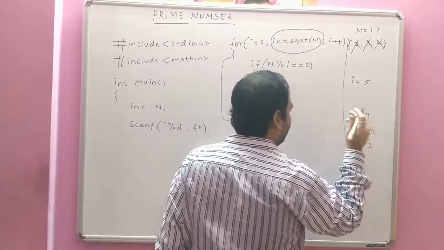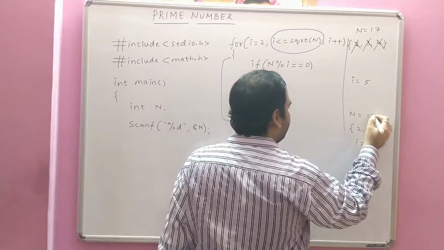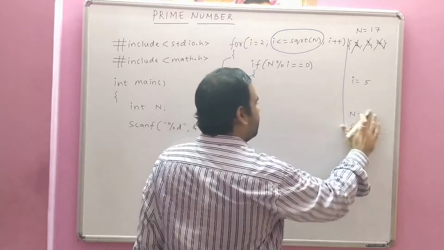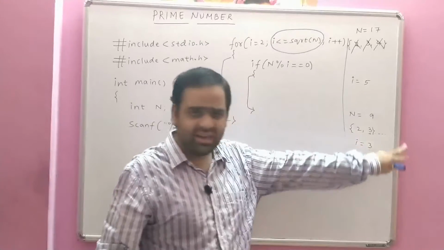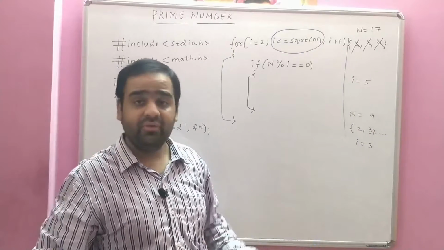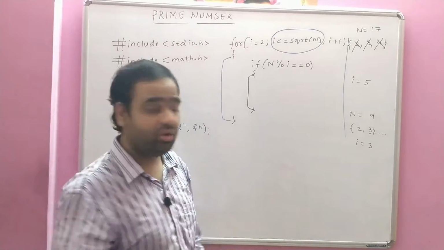Suppose there were some more factors. Do I need to check other factors? No. If I find at least one factor, it is not a prime number.